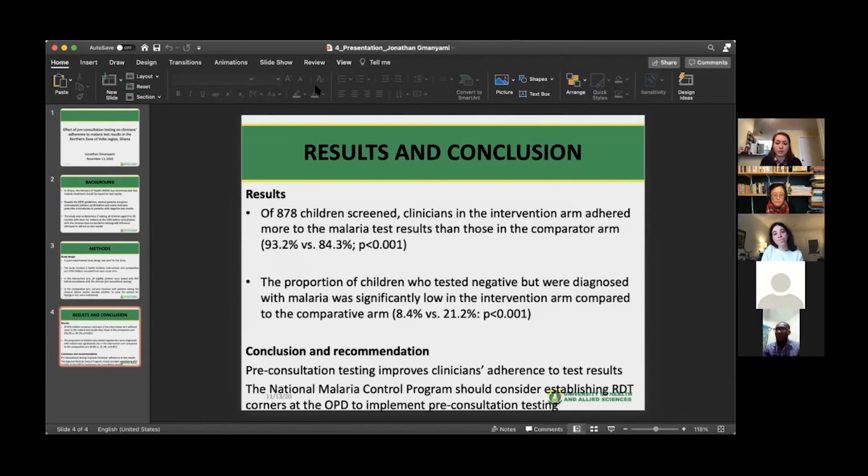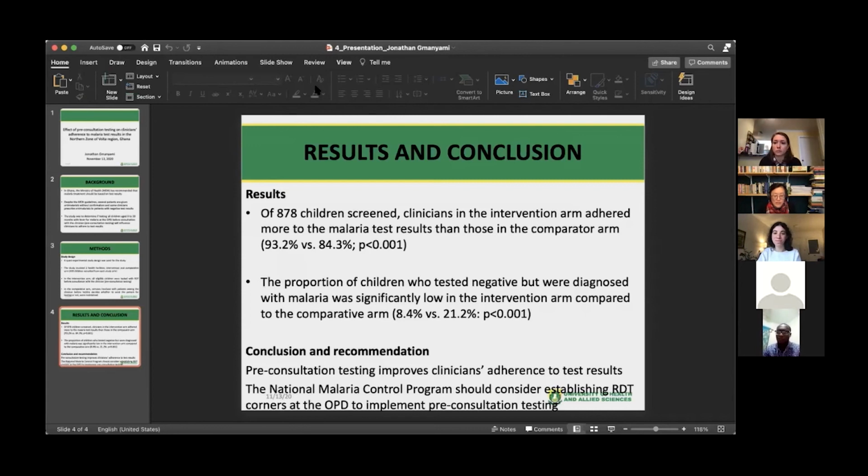Okay, yes, we did. We did interview the clinicians as well. And on that, we asked them which of the two systems they preferred. On average, most of the clinicians preferred the pre-consultation testing, owing to the fact that it made it easier because the children come with the test results, which makes it easier for them to prescribe their drugs accordingly. So yes, we did interview the clinicians to look for their preference.